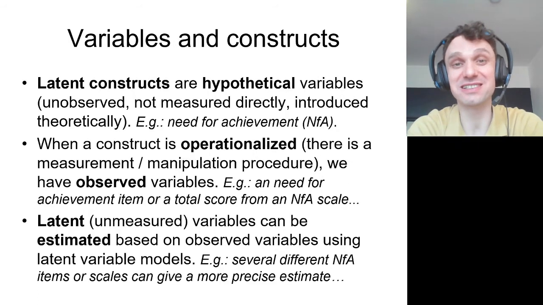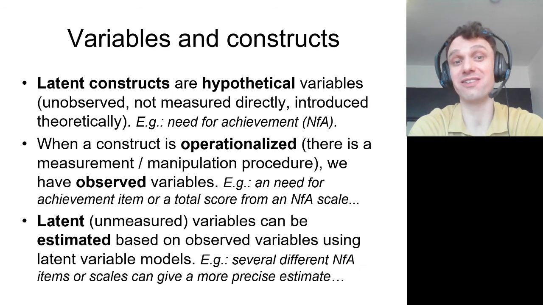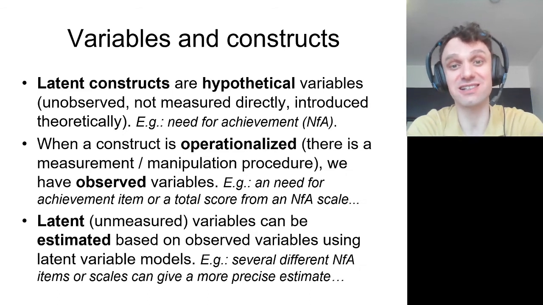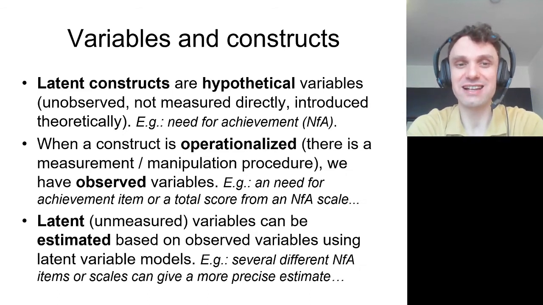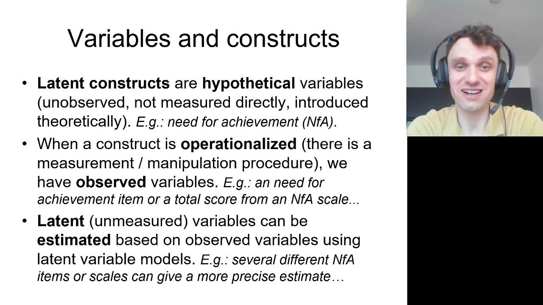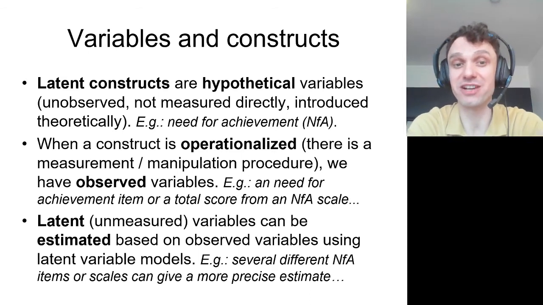What kind of variables do we use in our research? Most often we are interested in latent constructs, and latent constructs are hypothetical variables. We can't observe them, we cannot measure them directly, and we just introduce them theoretically. For example, needs. We say that a person has a need for achievement or a person has a need for food. And there are different ways we can operationalize those constructs by relating them to some kind of measurable or observed variables.